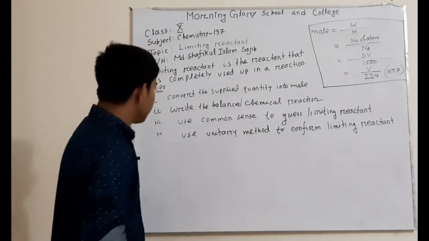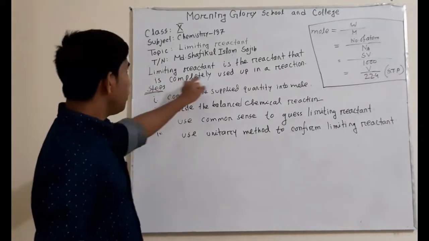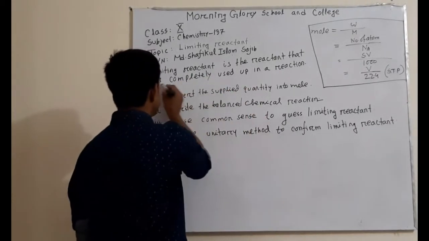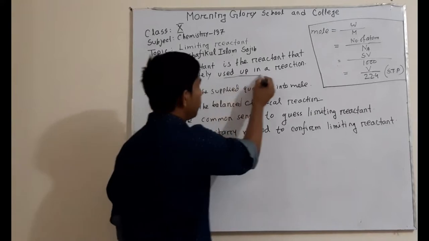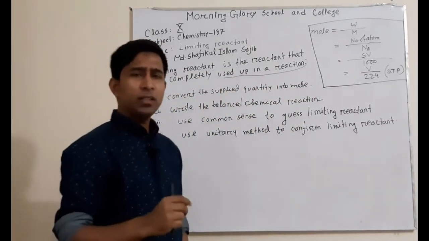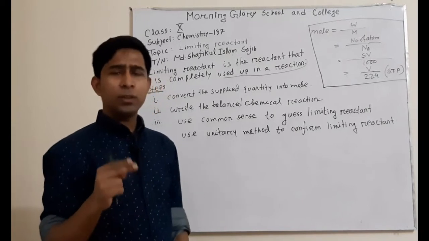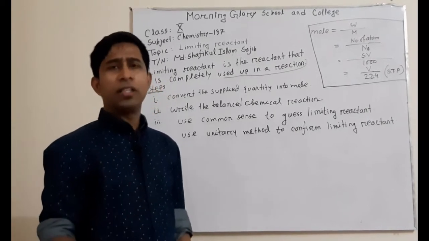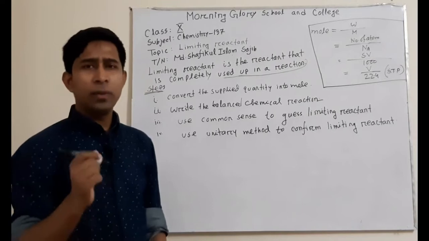So, we can say limiting reactant is the reactant that is completely used up in a reaction. That means if we have more than one reactant, one reactant will finish first compared to the other reactant. That reactant will be the limiting reactant.